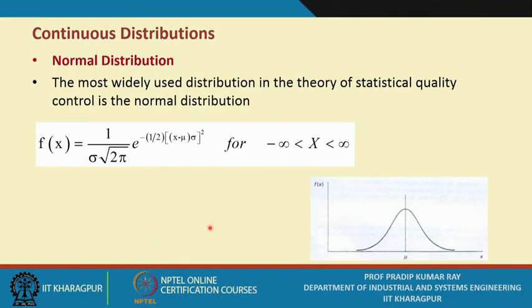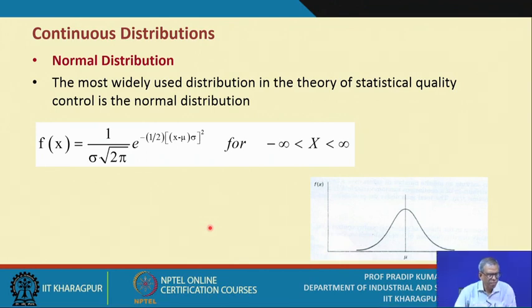Later on, we'll take up numerical problems where in many cases you go for the Poisson approximation to the binomial distribution. As far as continuous distributions are concerned, we have many, but at this point I will be referring to the normal distribution. The most widely used distribution in the theory of statistical quality control is the normal distribution. This is the probability density function you are all aware of.